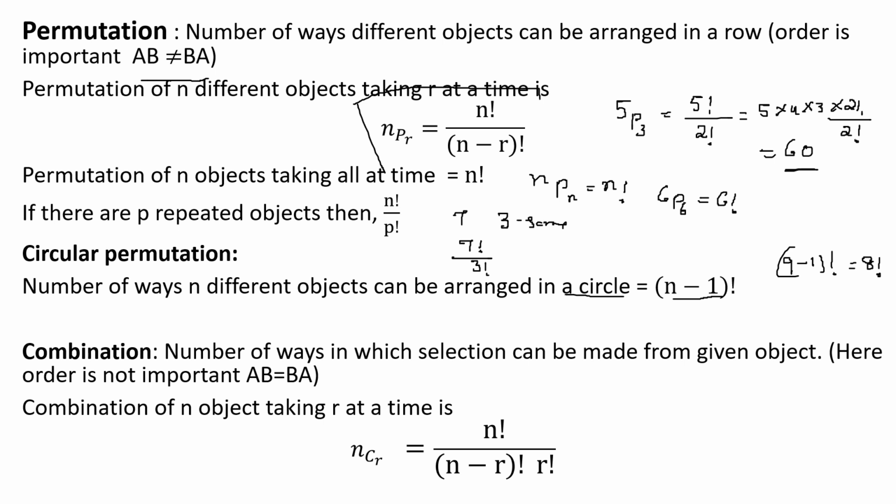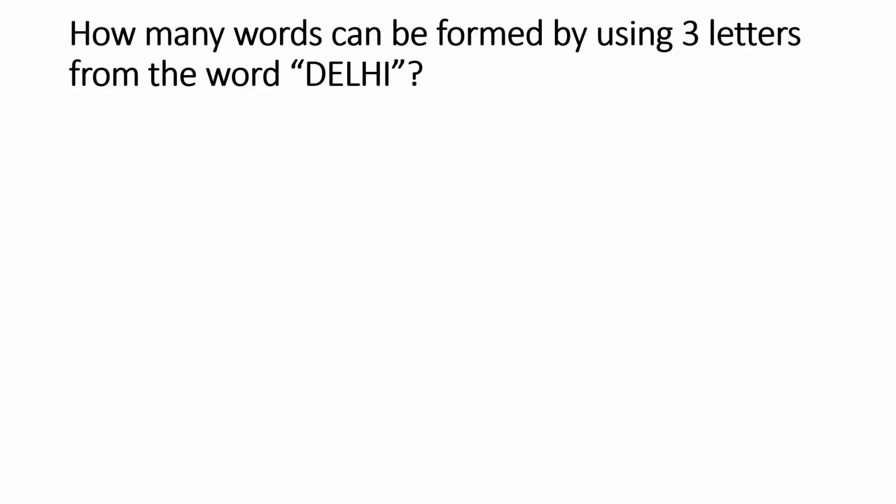This is the formula for combination. Question: How many words can be formed by using three letters of the word Delhi? So first let us find how many letters we have here. In the word Delhi, n is equal to 5 and you have to take only 3 letters at a time.